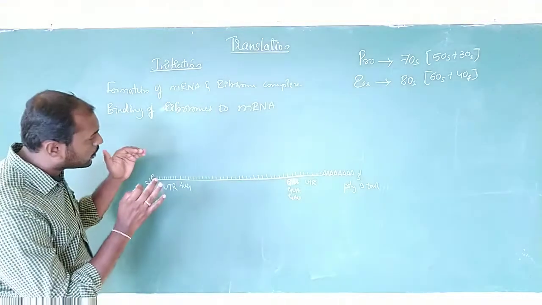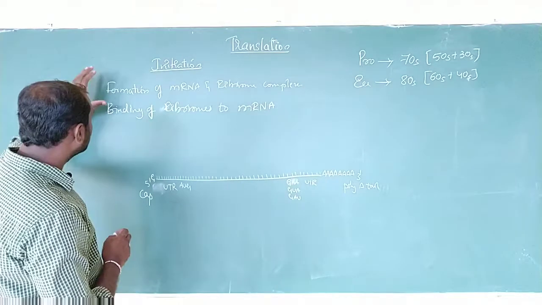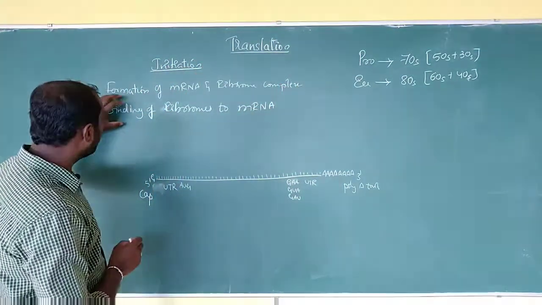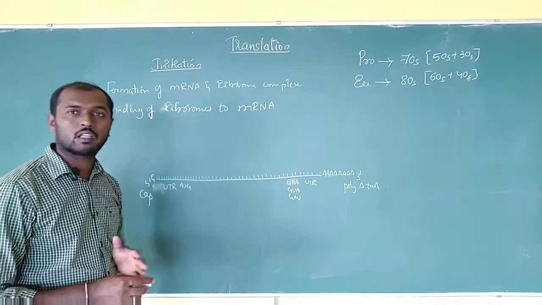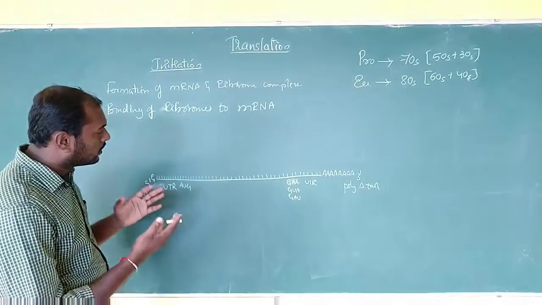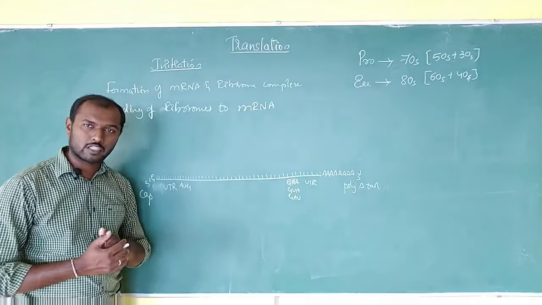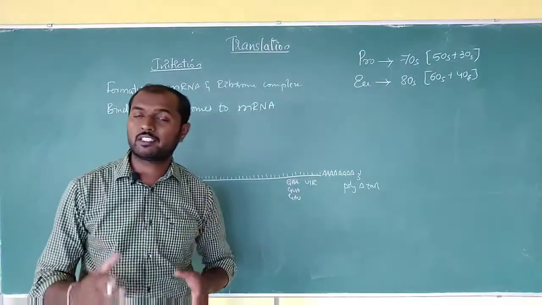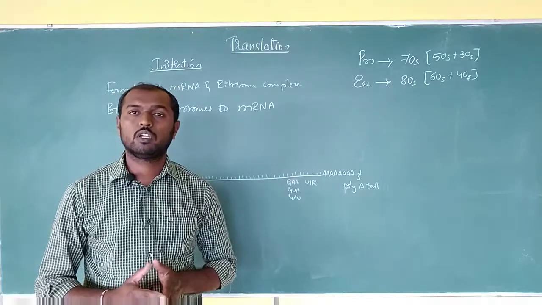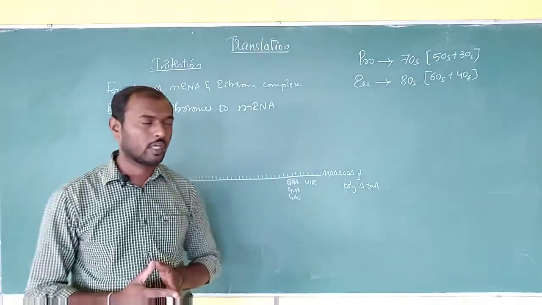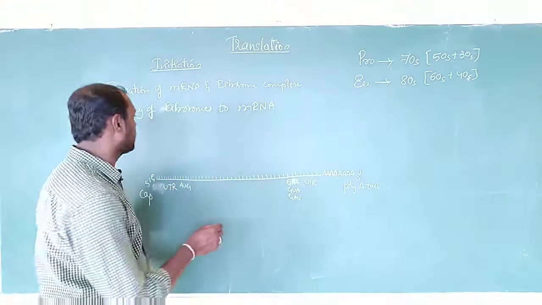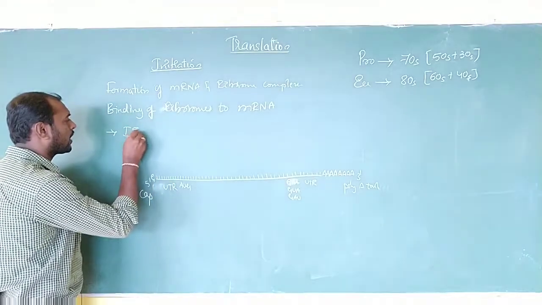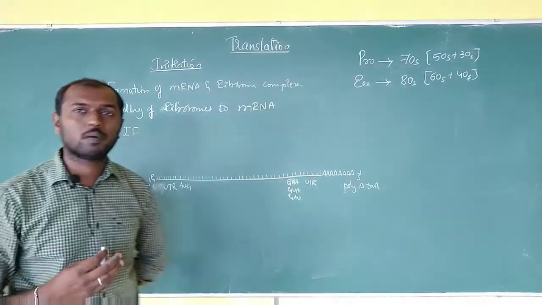So what is initiation? It is the formation of the mRNA and ribosome complex, that is, the binding of ribosome to the mRNA. To do this we need energy, and we also need specific factors. Those are what we call initiation factors. To do this we need the initiation factors, which I will write as IF.